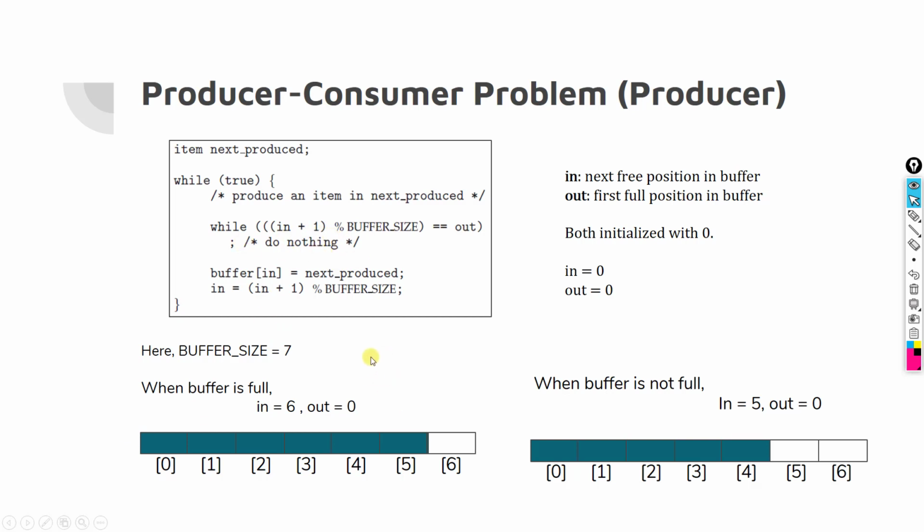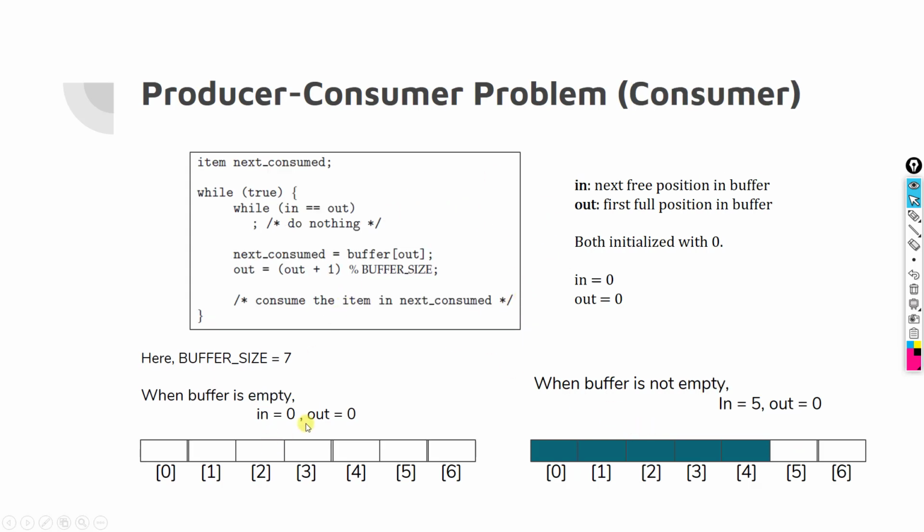But if there are fewer than n-1 items in the buffer, then the producer will produce an item and the item will be placed in the next free position, and then in will be increased by 1. So this is the producer side code. And if you think about this scenario, in plus 1 is here 6, and 6 mod 7 is not equal to out, which is 0. So 6 mod 7 is not equal to 0. That is why this while condition is not satisfied. That is why these two lines will be executed, and a new item will be placed in this fifth index of the buffer. Okay.